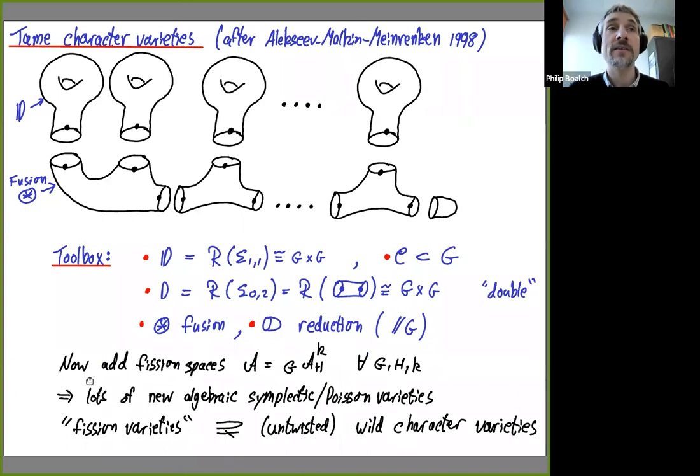Okay, so the basic strategy is, if you look at connections which have irregular poles, then you get a much larger toolbox. In particular, you can add these untwisted fission spaces that we looked at just now. So now you've got this breaking of structure groups, so you can glue in lots of weird ways and get surfaces that have different groups in lots of different pieces.